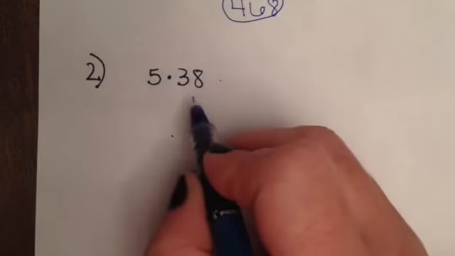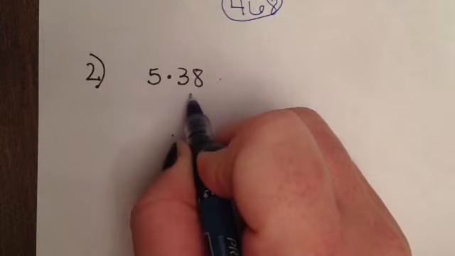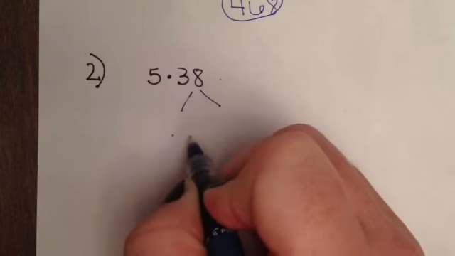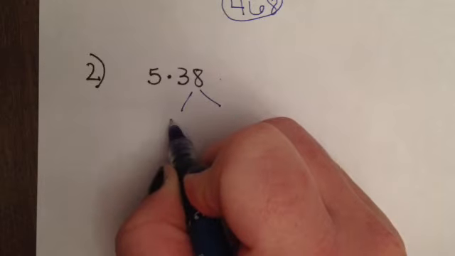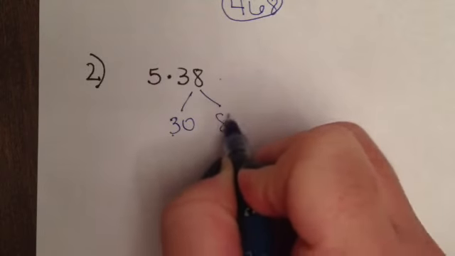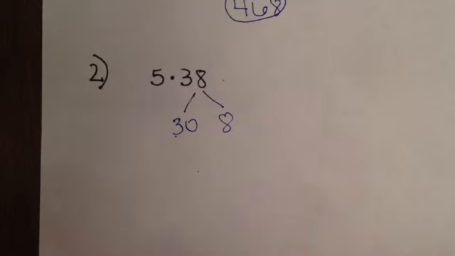Try this one, 5 times 38. Let's break up 38 together. How should we break up 38? 30 and 8. Finish this one.